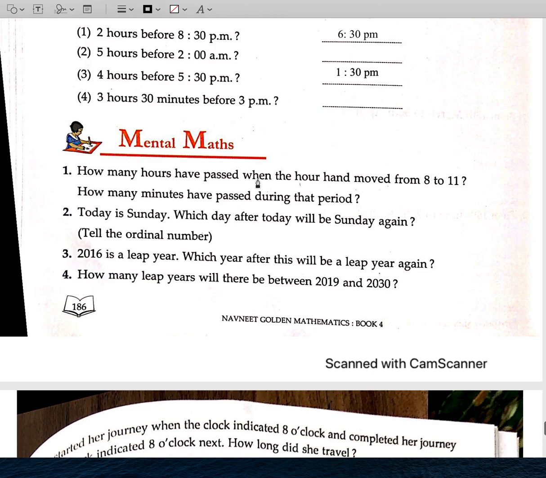Now some mental math. How many hours have passed when the hour hand moved from 8 to 11? That will be 3 hours. So when it's 3 hours, how many minutes will it be? Now 1 hour has 60 minutes. So 3 into 60 is equal to 180. Therefore, it's 180 minutes.